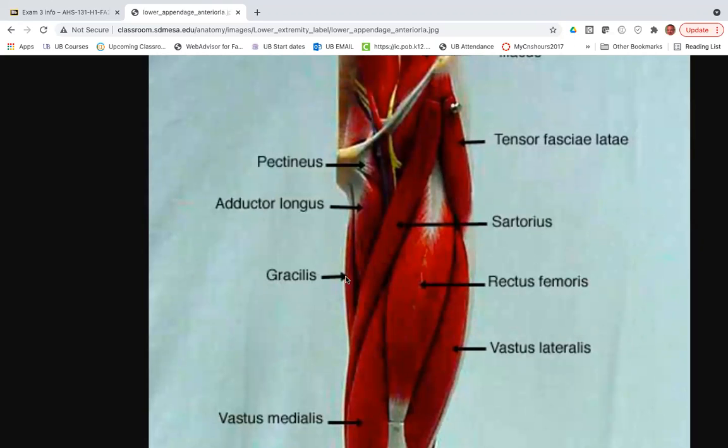Now, you'll see the gracilis, which is considered an adductor, as is the adductor longus and pectineus. So all of these three on the top, pectineus, adductor longus, and gracilis, all three of these have the ability of adducting the hip, hip adduction.